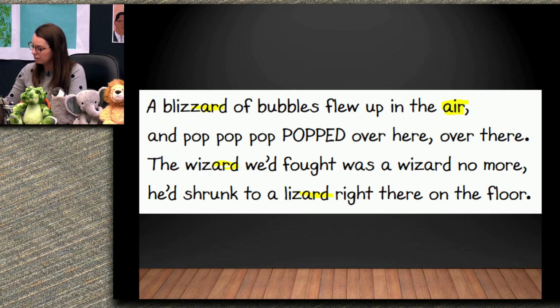Air, there. The wizard we'd fought was a wizard no more. He'd shrunk to a lizard right there on the floor. Yep. More, floor. When you read texts that rhyme, you can use how the words sound to help you predict what that next word will be that you know rhymes with it using rhythm.